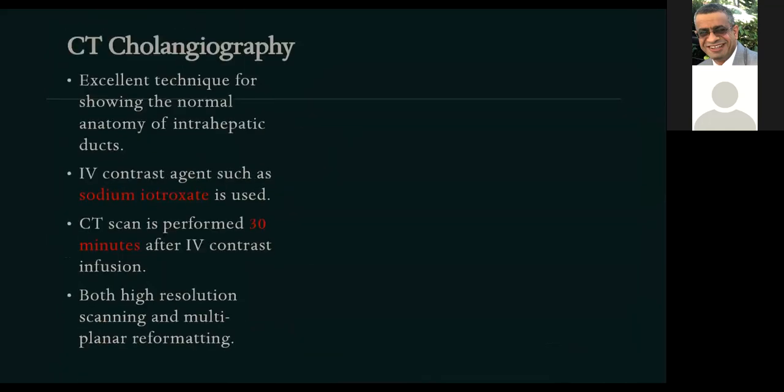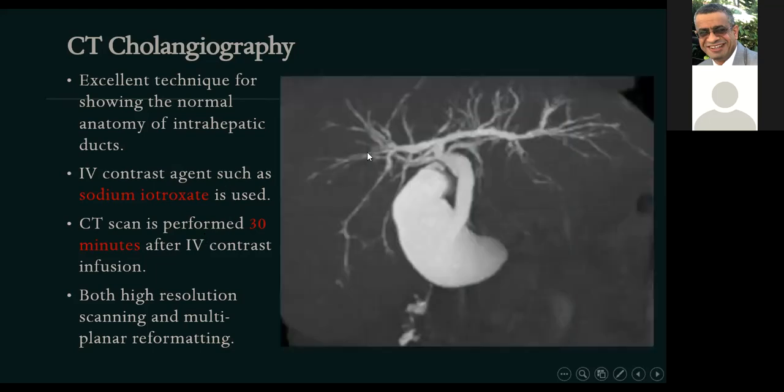Lastly, CT cholangiography. In CT cholangiography, we give a contrast that outlines the gallbladder. IV contrast, such as sodium ioxitalamate, will outline the biliary tree. And after 30 minutes, a CT scan is performed. Here we can see the biliary tree is completely outlined by the contrast, the right and left hepatic ducts forming the common hepatic duct and joining the cystic duct to form the common bile duct.